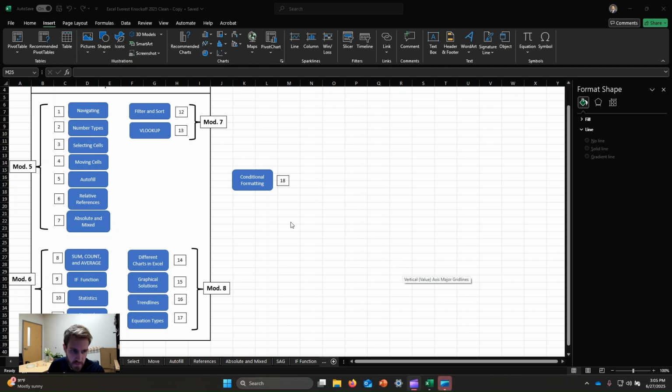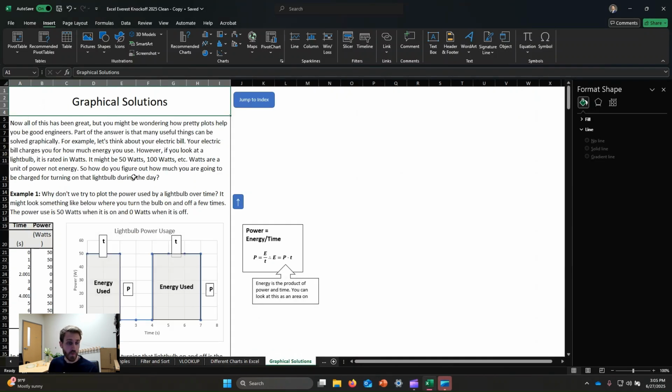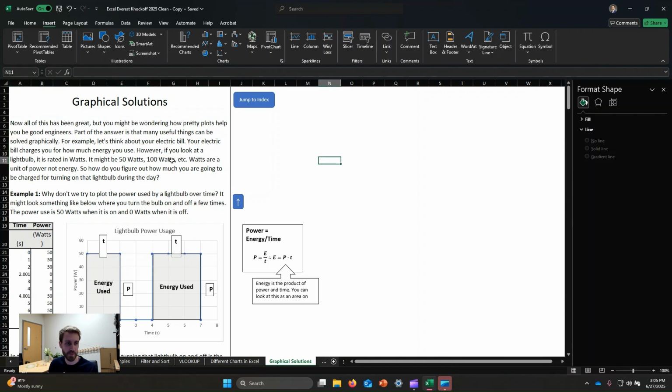Hello again. Let's learn about graphical solutions. So we just learned how to make a bunch of different graphs and we don't know how to use them yet. So we can look at them and get some information just visually. But another thing that you can do is actually use them to solve problems. And that's what graphical solutions refers to, is using the graphs to come up with solutions.